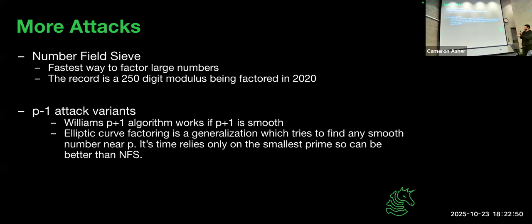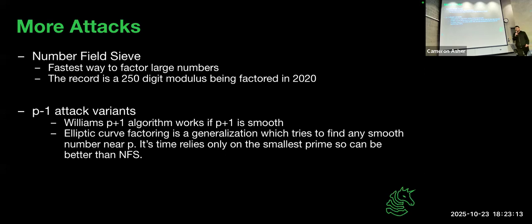So the fastest way we know right now to factor large numbers in general is called the number field sieve. The record right now is a 250-digit modulus n. It was factored in 2020. If you have anything less than that, then it can be factored essentially by brute forcing it.